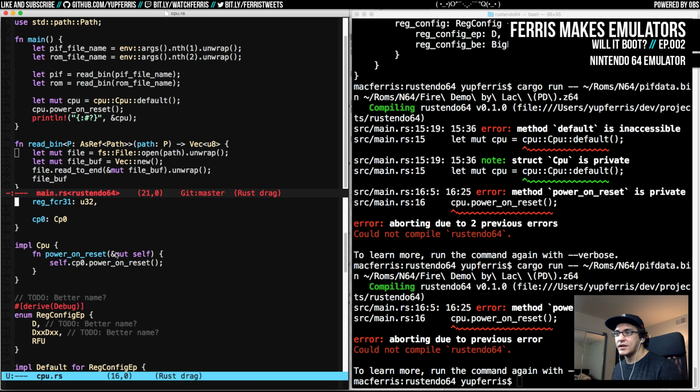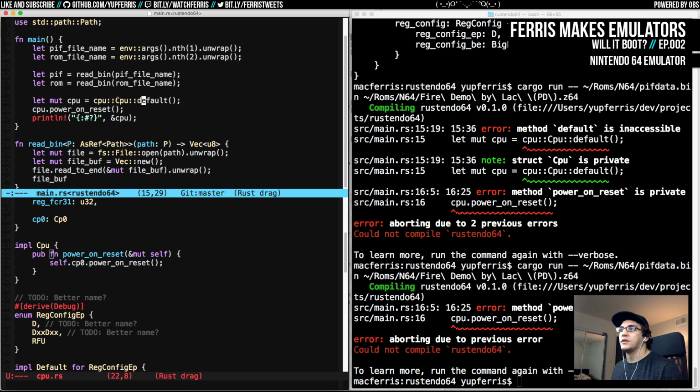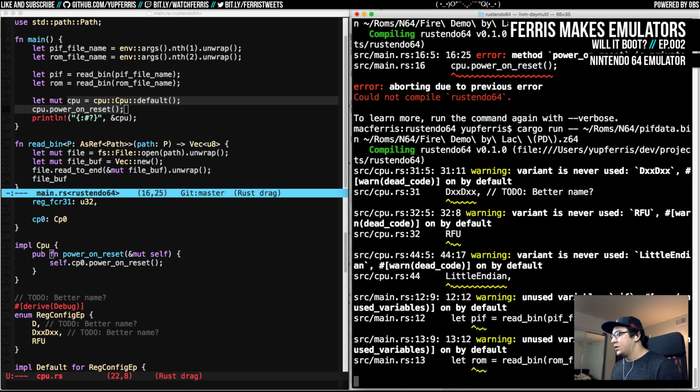Power on reset is private. That is correct. So make that public. And all this is doing is just making sure that these names are visible outside of this module, so that our code up here in our main function can actually call that. And that should be it.